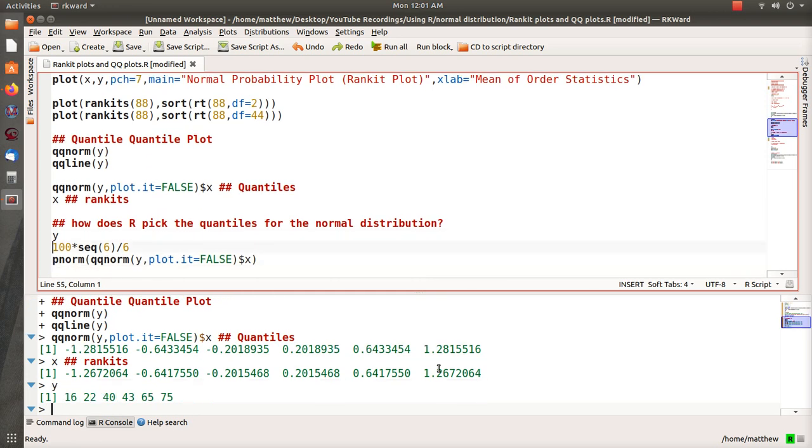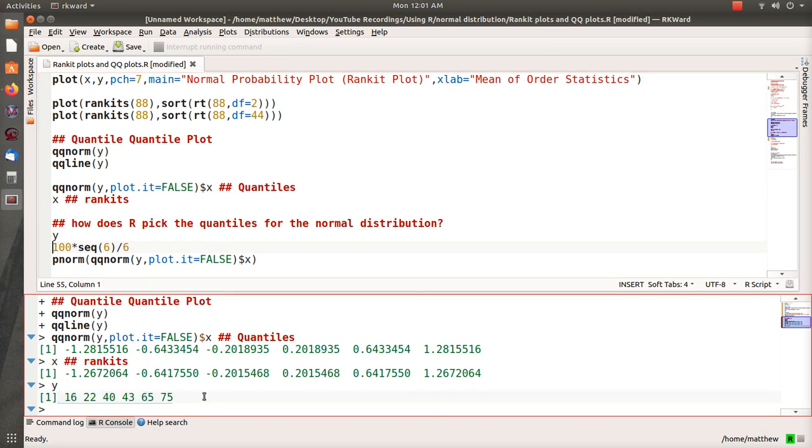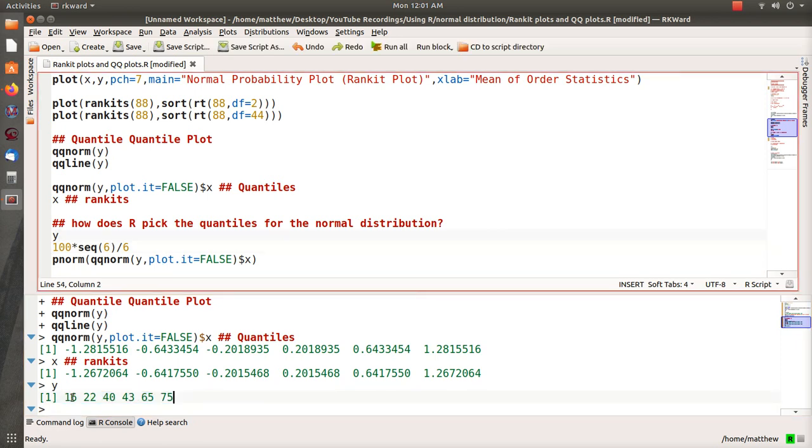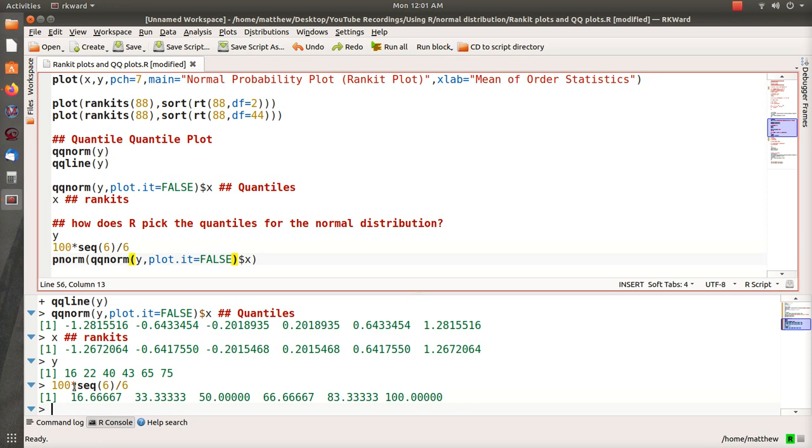So let's look at our data again. So here's our data, these 6 data points down here. What does 16 represent? Does it represent the 5th percentile of a standard normal, the 10th, the 20th? How do you pick that? Maybe let's look at what percentile it is in the sample. So if we just look at that, 16 is roughly the 17th percentile. 22, the 2 out of 6 is 33%. 65 out of 6 is 83%. 75, 6 out of 6, was 100%.